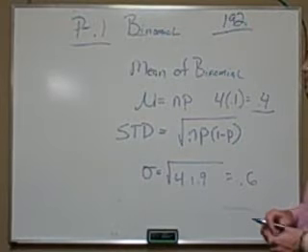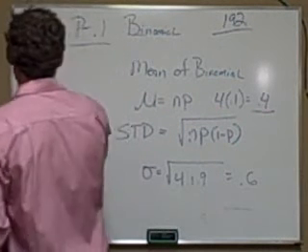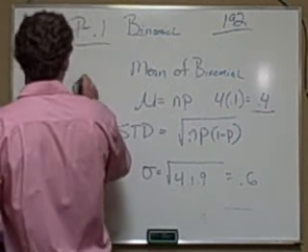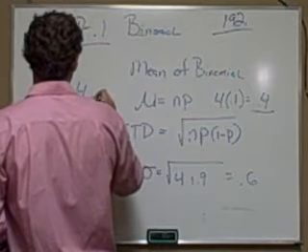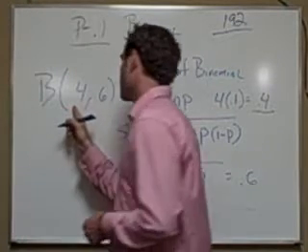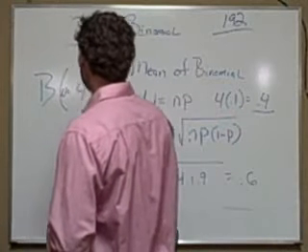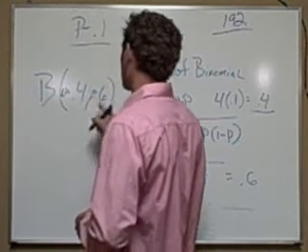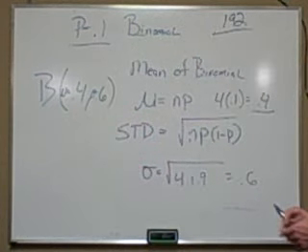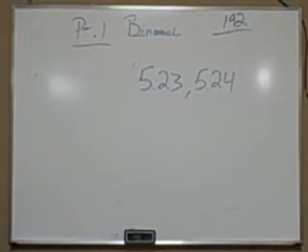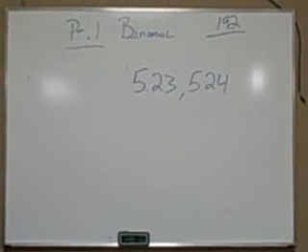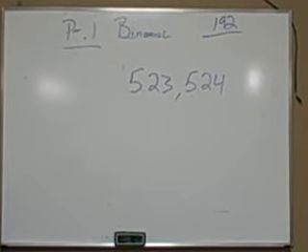Okay? You could also write that as the binomial 0.4, 0.6. With a mean of, I should label this, mu equals 0.4, sigma equals 0.6. Okay? Your homework for this section is 5.23 and 5.24 in the practice for binomials.